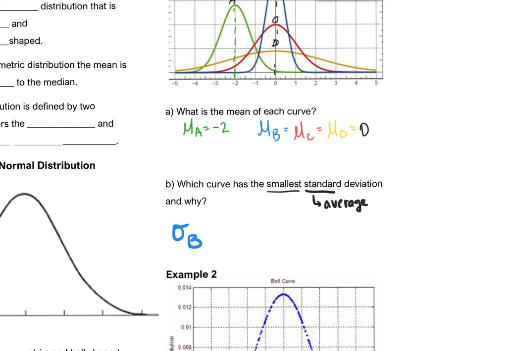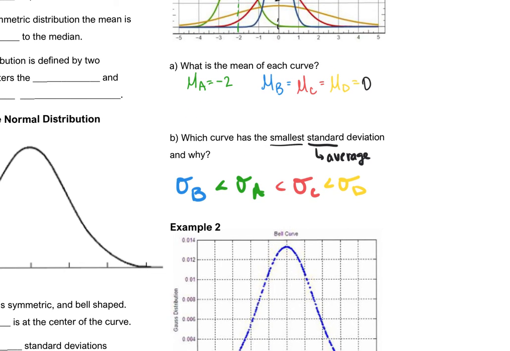And so sigma B, and then the next curve with the smallest standard deviation would be sigma A, followed by sigma C, and the largest is sigma D. So what you're looking at is going from tightest, or narrowest, if you want a small standard deviation, to the widest, if you want a large standard deviation.